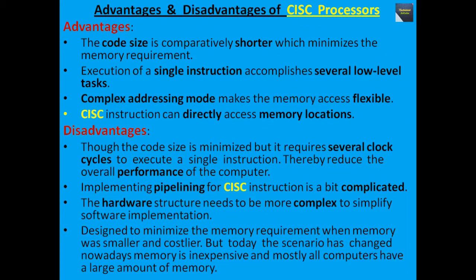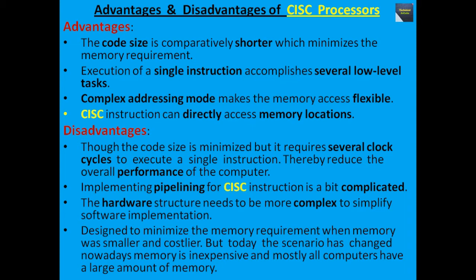Now we talk about some advantages and disadvantages of CISC processors. At first I discuss the advantages. The code size is comparatively shorter, which minimizes the memory requirement. Execution of a single instruction accomplishes several low-level tasks. Complex addressing modes make memory access flexible. CISC instructions can directly access memory locations.